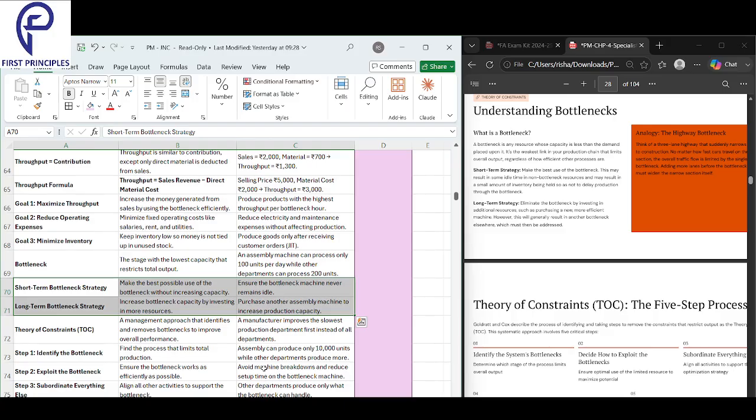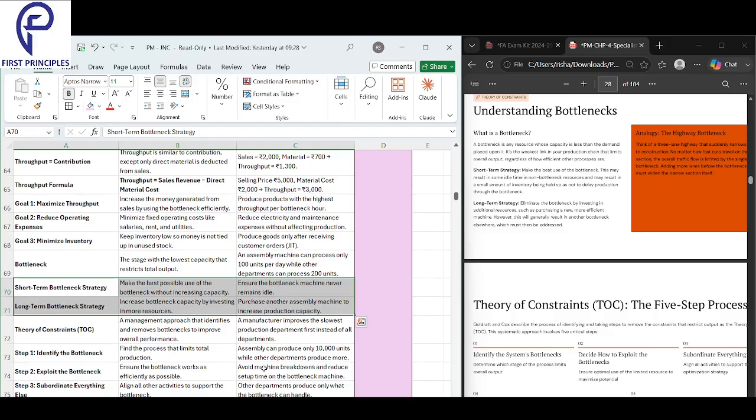So you perform and execute despite the constraint. You try to make the best utilization, keeping the constraint in mind, but not investing in additional resources. In the long term, you invest in additional resources to get over the bottleneck, right? In one case, you make sure that you never remain idle, and in the other, you take some time and then invest in an additional resource. You get more machines to increase production capacity.